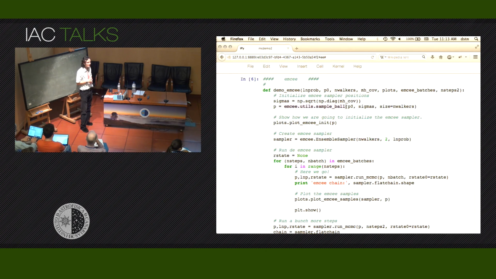You have to give it some initialization. You have to tell it where to start. So P0 is the center, sigmas are the standard deviations.